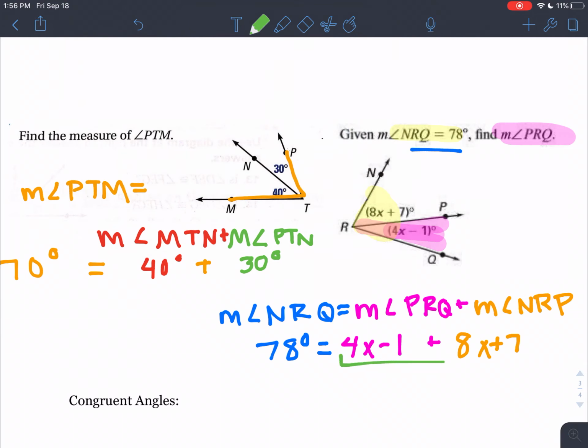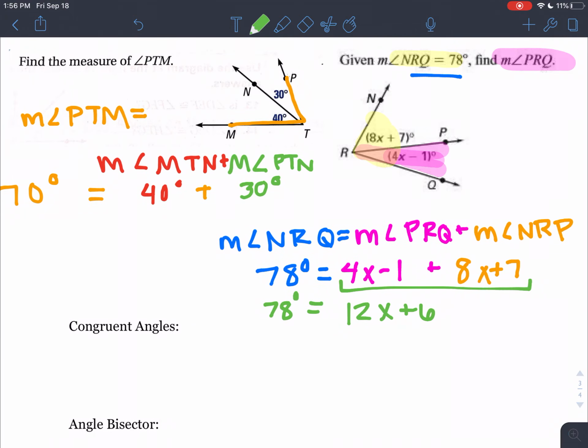If we were to combine like terms, we'd have 8x and 4x together making 12x, and then 7 and negative 1 together making positive 6. So 12x plus 6 equals 78 degrees. If we take away 6 from both sides, we have 72 equals 12x. Now the way that we undo multiplication is division. So if we divide 72 by 12, we get x equals 6.